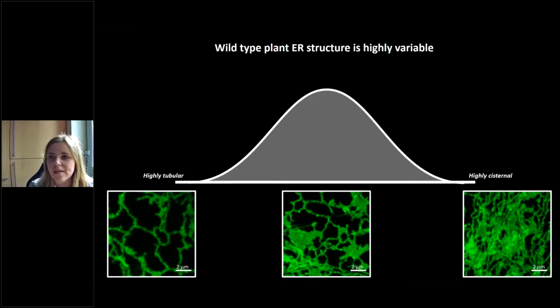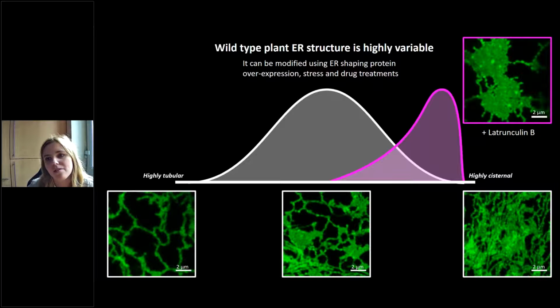And the problem is, when we treat it with drugs or we induce changes in the ER, what we're really doing is shifting the proportion of unusual looking cells. So we're not generating new ER structures within cells. What we're doing is just making it so that we see more of them.